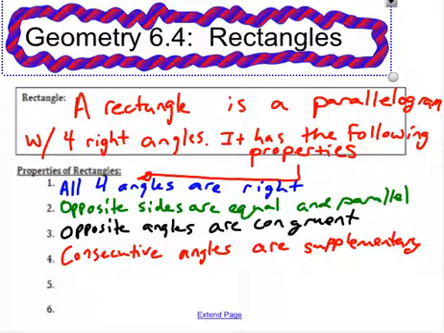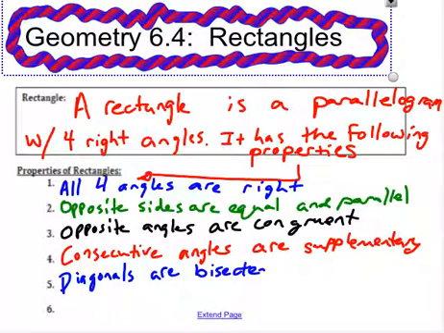If you remember, we talked about diagonals in parallelograms. Diagonals are bisected. And make sure you know bisected means cut into 2 pieces.